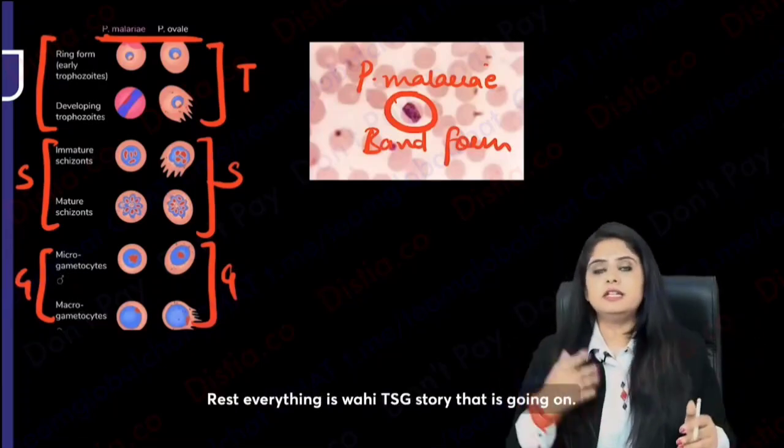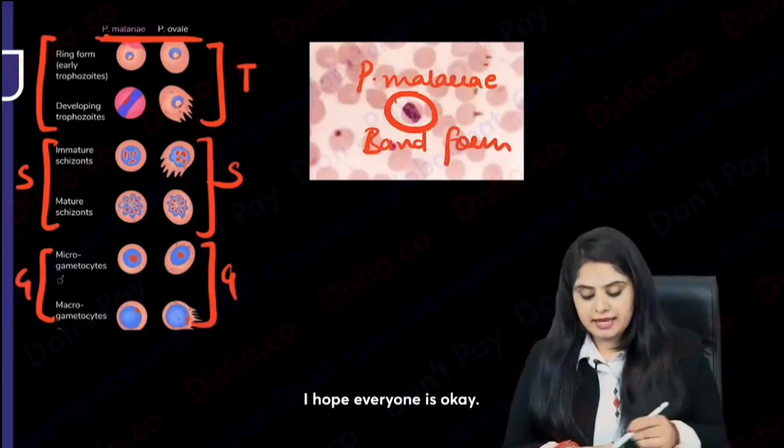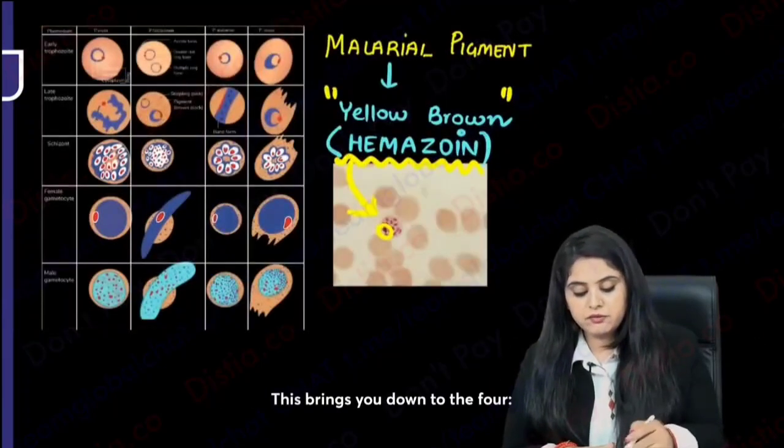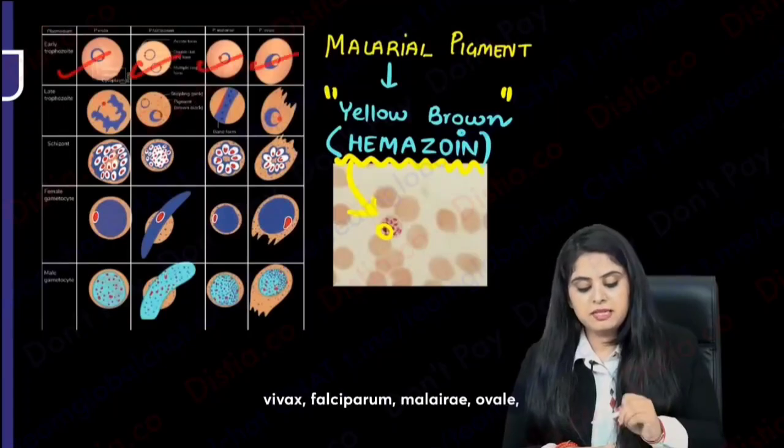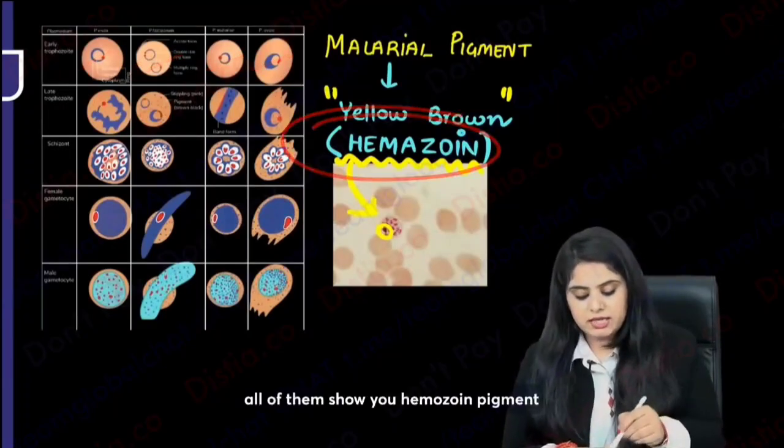Rest everything is the same TSG story that is going on. I hope everyone's okay. This brings you down to the 4. Vivax, falciparum, malariae, ovale, all of them show you hemozoin pigment.